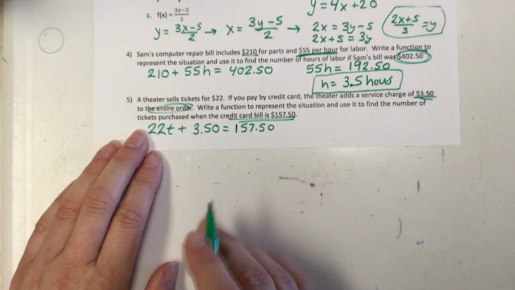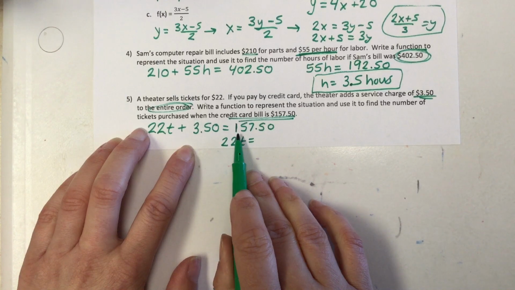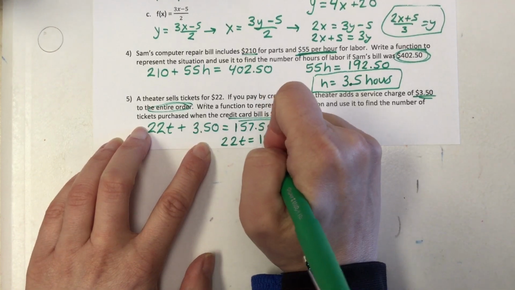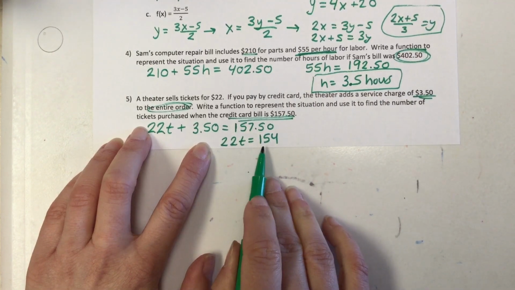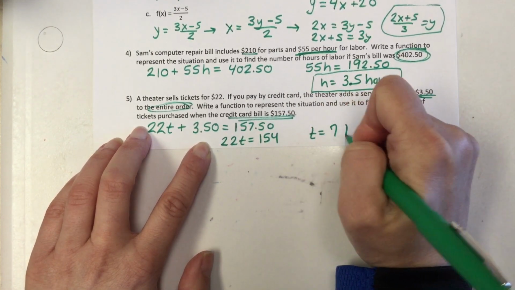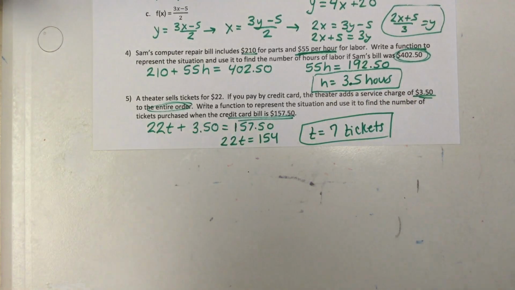If I minus $3.50, I would have 22t equals 157.50 minus 3.50 is 154. If I take 154 and I divide the 22 over, t would represent 7 tickets. That is everything you will see on the quiz. You guys will knock it out of the park.